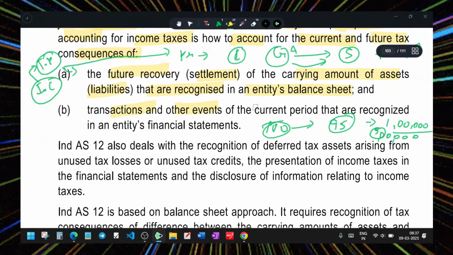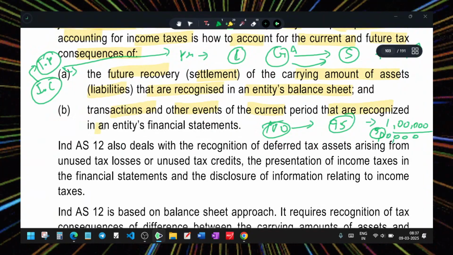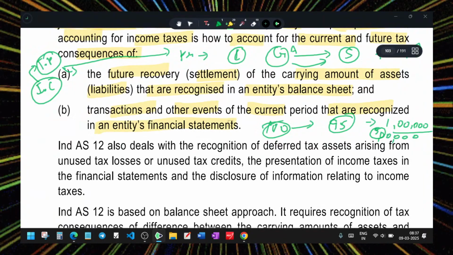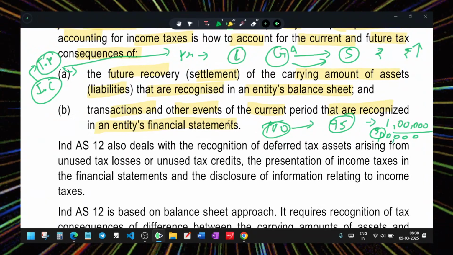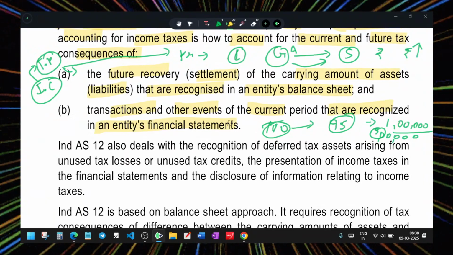The transactions and other events of the current period that are recognized in the entity's financial statements. So what are the transactions that are going to happen? The events that lead to transactions, and the transactions that lead to events.